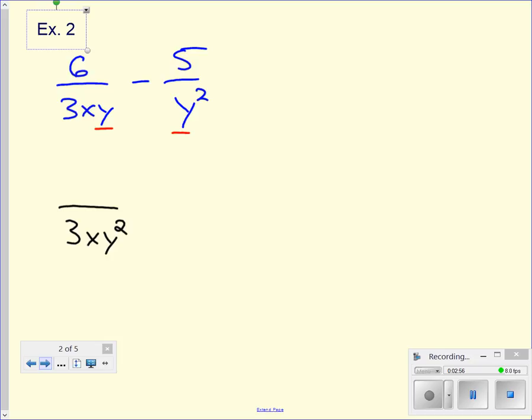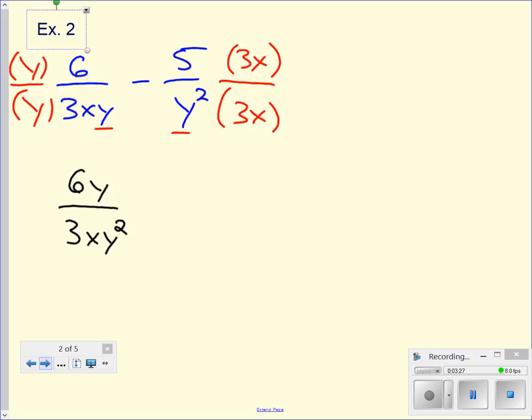So to get 3xy squared, I'm going to have to multiply the one on the left by just y. And I'll have to do the same to the top. But on the right, I'm going to have to multiply by 3x. And I'll have to do the same to the top. So that gives me these two expressions. Now I have 6y over 3xy squared, subtract 15x over 3xy squared. So just like before, now I have a common denominator, in this case 3xy squared, and I just combine them together.